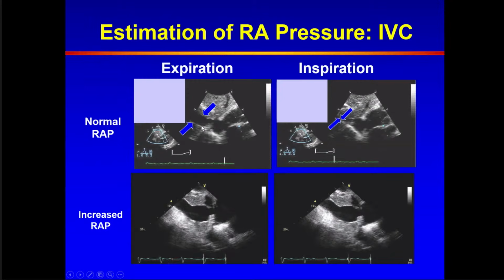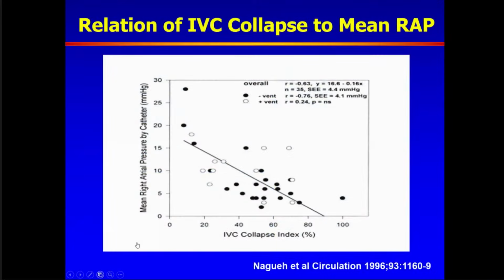An example is shown here where the IVC completely collapses. Sometimes this happens with spontaneous inspiration, but sometimes it takes a little sniffing to bring about this change. And there is a patient where the IVC is markedly dilated, doesn't change any, consistent with a very large or very elevated right atrial pressure. We and others have looked at the relation between mean right atrial pressure and the IVC collapse index, that percent change in its diameter.